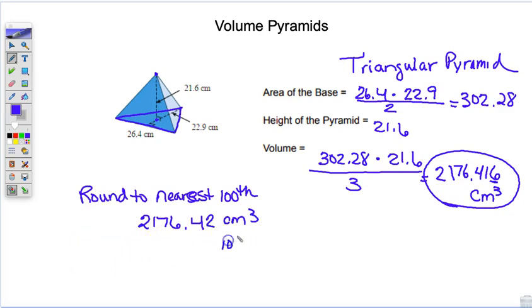Let's say you wanted to round to the nearest tenth instead. That would be 2176.4 cubic centimeters. So once again, just like we've always been doing, make sure you're looking at the directions for rounding and where you need to report your answer. All right, so that'll do it for volume of pyramids.